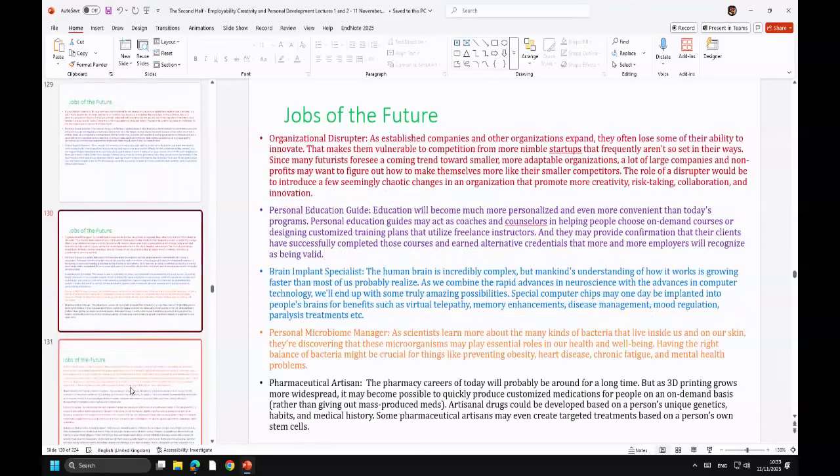Organizational disruptor. Personal education guide. Brain implant specialist. This is for digital implants, brain-machine interfaces. Personal microbiome manager. This is about bacteria, managing your bacteria. Pharmaceutical artisan. This is 3D printing, personalized medicine.